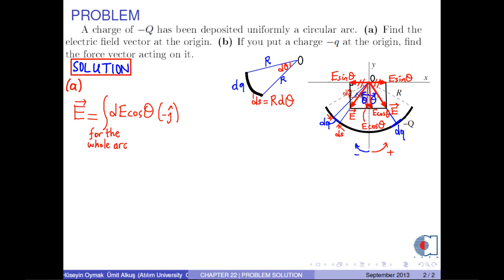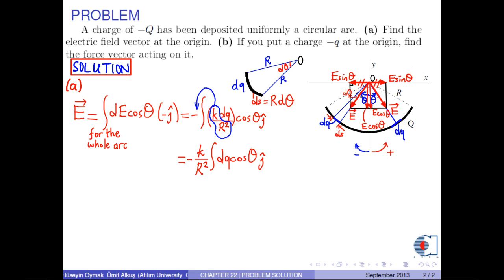dE is calculated by the formula k times dq over r squared. And because k and r squared are constant, they can be taken outside the integral sign. So, we are left with negative k over r squared, integral of dq times cosine theta j hat.